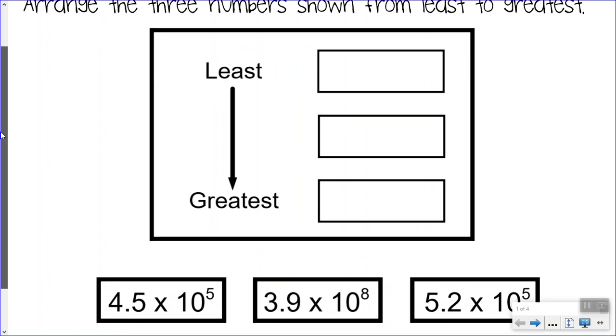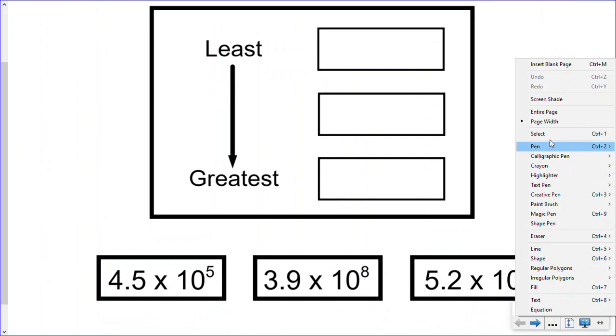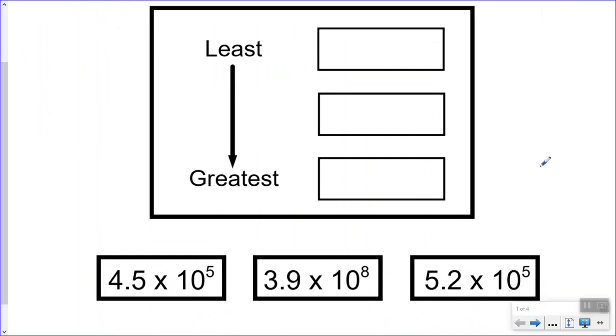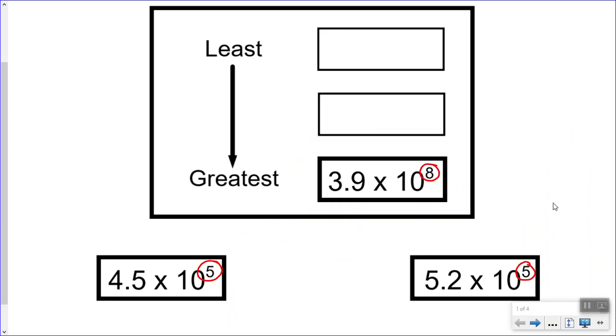So here we have three numbers written below, and we want to arrange them from least to greatest. The very first thing that I'm going to do when ordering numbers written in scientific notation is look at the exponents. So here I have an exponent of 5, 8, and 5. The number with the largest exponent is going to be the largest number. So we have 3.9 times 10 to the 8th. That's the biggest exponent that we have. So this is going to be the greatest value.